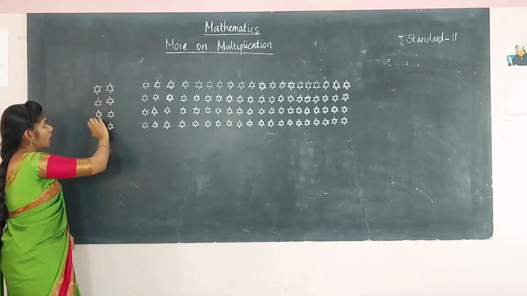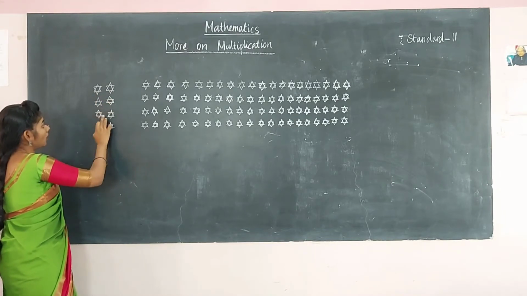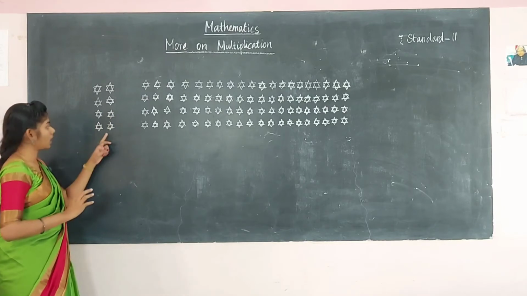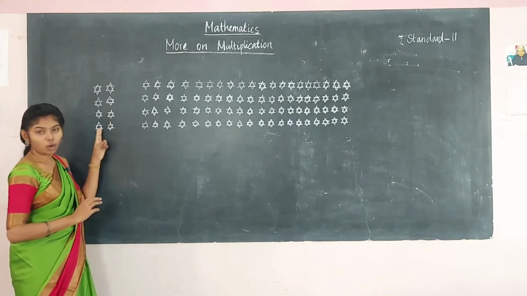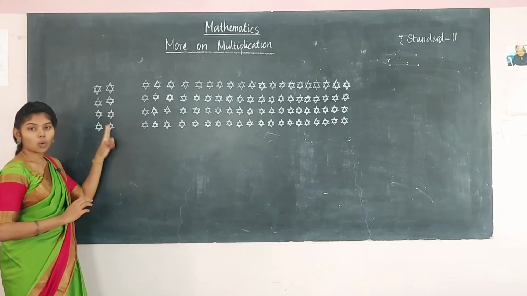Here see how many stars are there. You will count the numbers, right? 1, 2, 3, 4, 5, 6, 7, 8. So the answer will be 8 only. Here how many stars are there? 8 stars. For multiplication, how will you multiply the row and column?